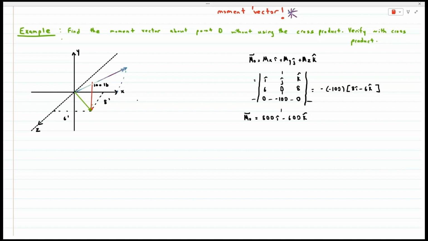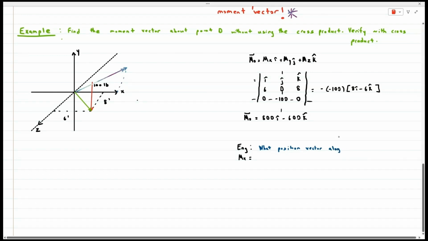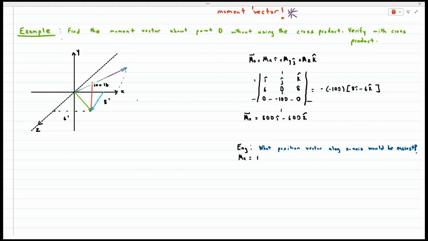How would engineers take this moment without using the cross product? Well, what we would do is take it about each axis. The first thing, with the x-axis, is what position vector along the x-axis will be easiest. Remembering that we can use any position vector along the x-axis to find this value from what we previously discussed, the easiest one would be the one which is 8 feet long, because that's the distance that's given. 100 times 8 is going to be 800 foot-pounds.